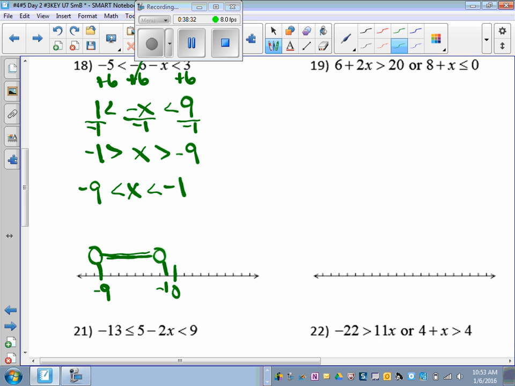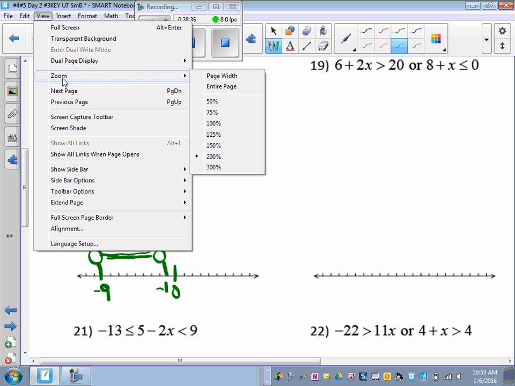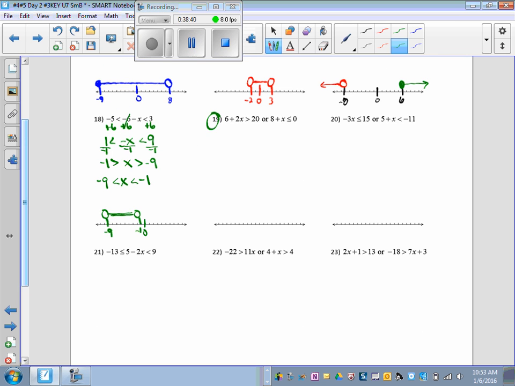Alright, I want you guys to go ahead and do 19, 20, 21, 22, 23. I want you to do those last 5 problems. Make sure you take note of when it's an or statement, when it's an and statement. I'll give you until 11 o'clock to do that, and then we'll come back together and go over those.